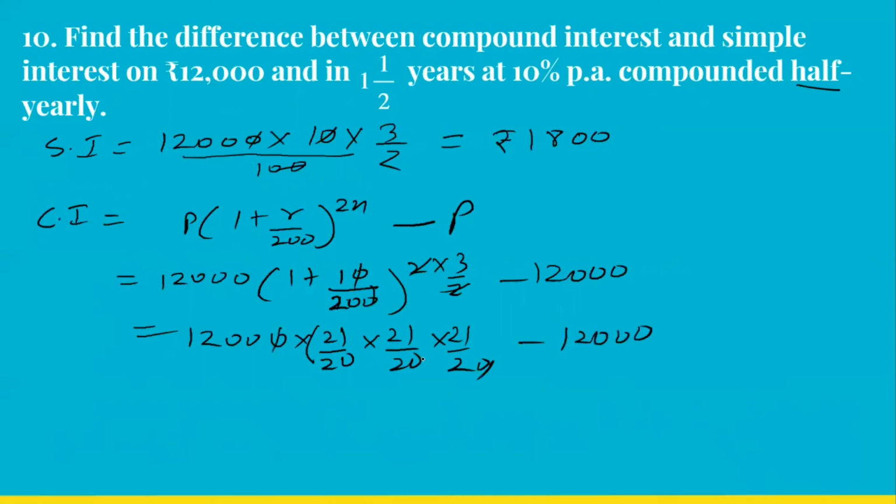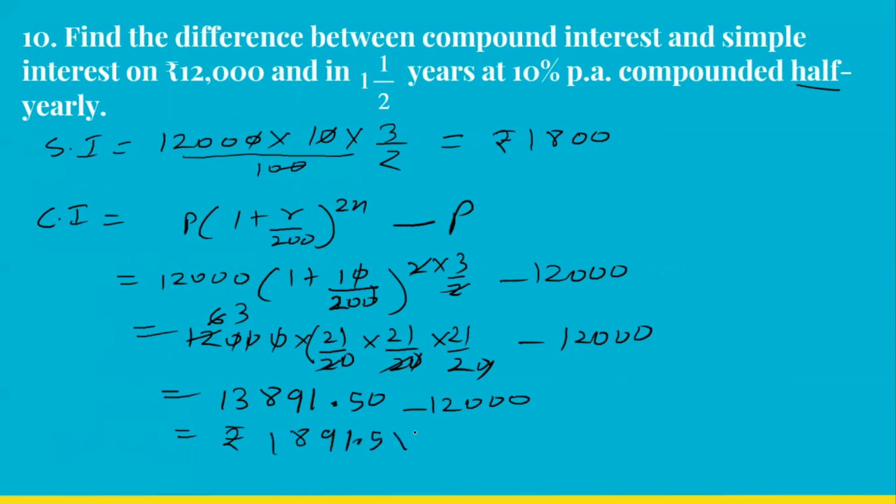Simplify, you got these 3 zeros cancelled. 2 ones are 2, and 2 6s are 12. 2 ones are 2, and 2 3s are 6. So 3 upon 2 is 1.5. 21 cube is 9261. 9261 into 1.5, you get it as 13,891 rupees and 50 paisa, minus 12,000. So your compound interest is rupees 1,891 and 50 paisa.